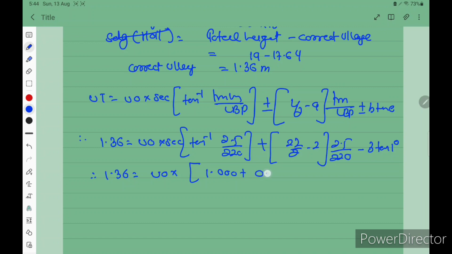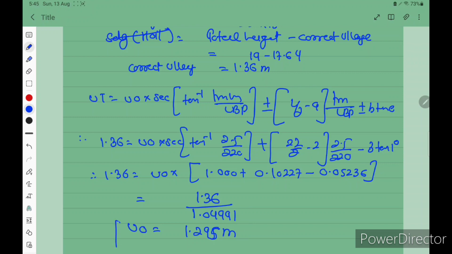1.000 plus 0.10227 minus 0.05236. Therefore 1.36 divided by 1.04991. So observed ullage we get 1.295 meter.